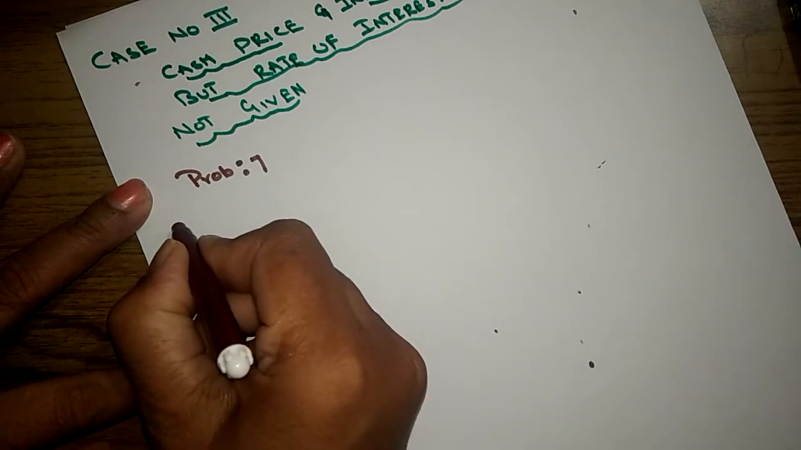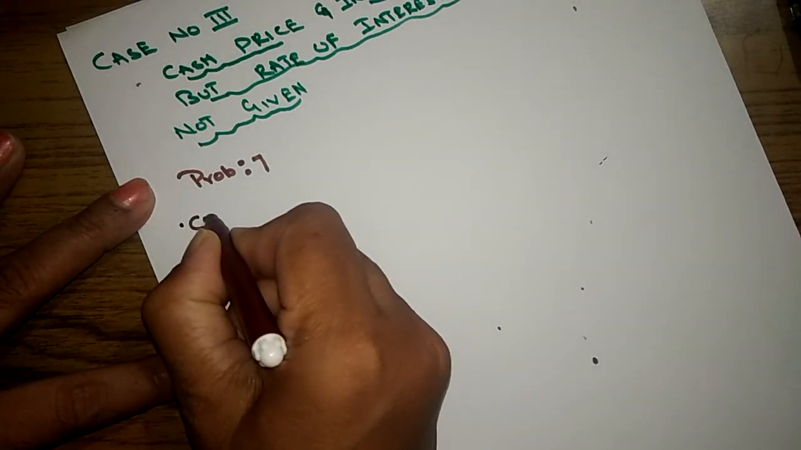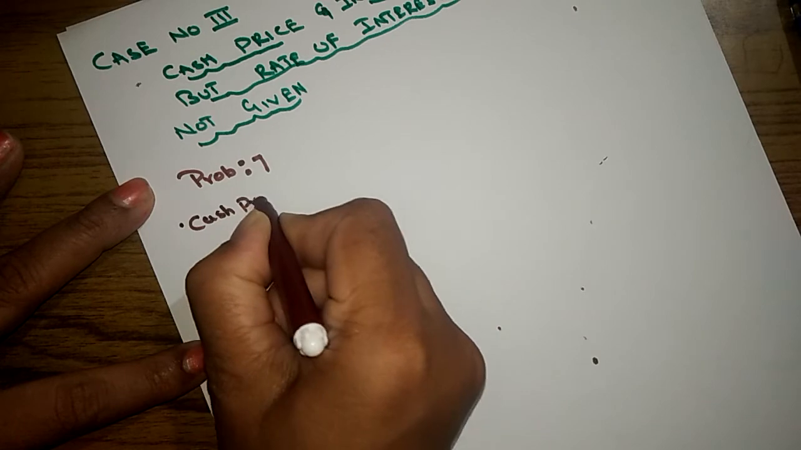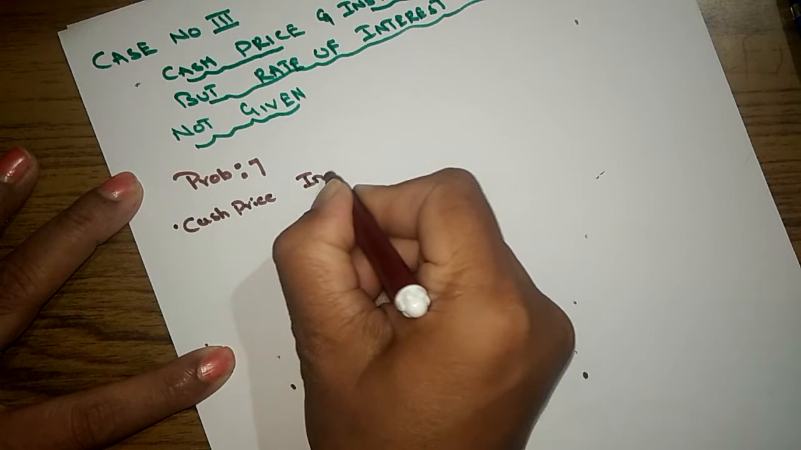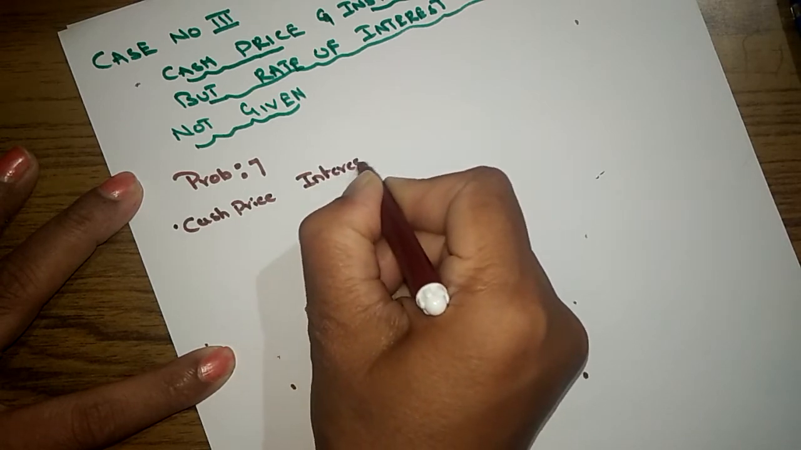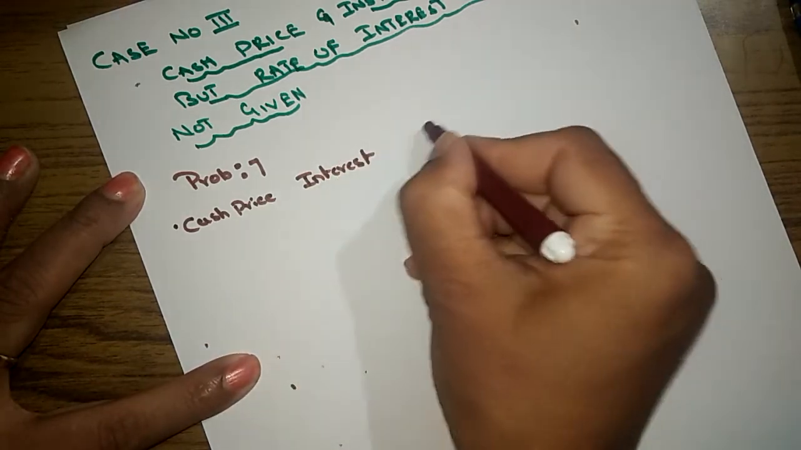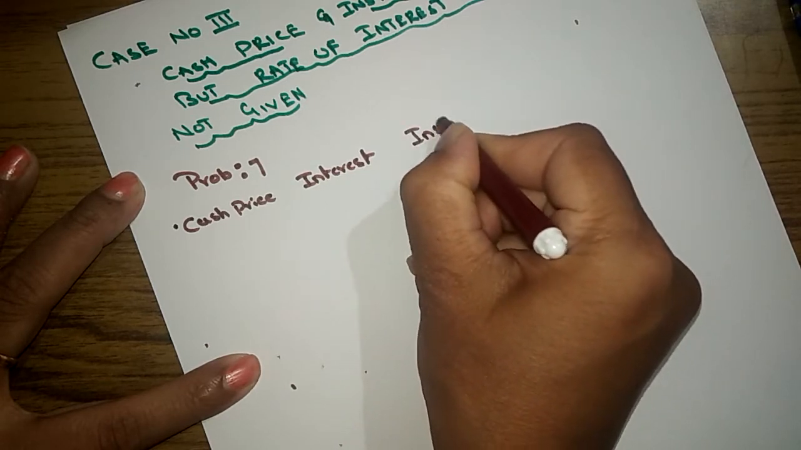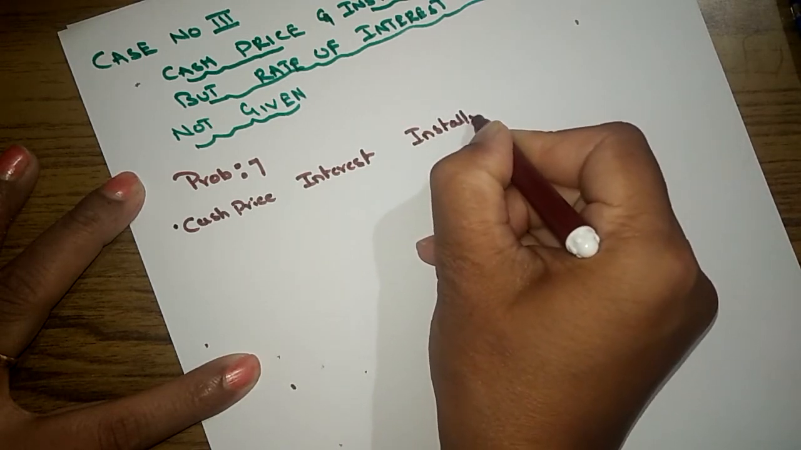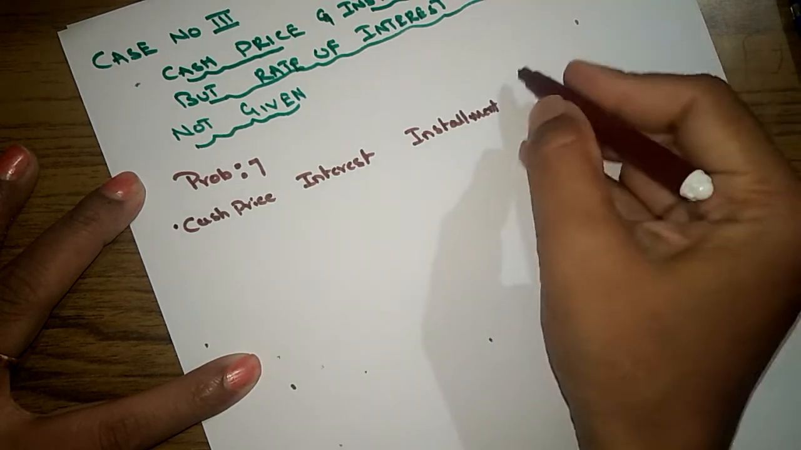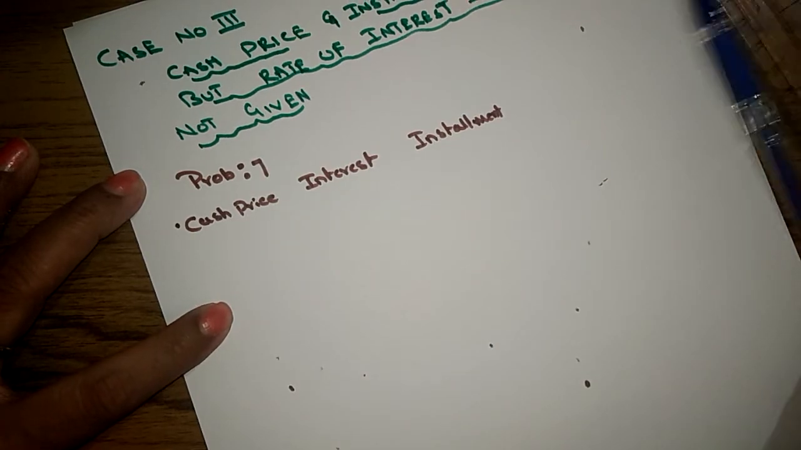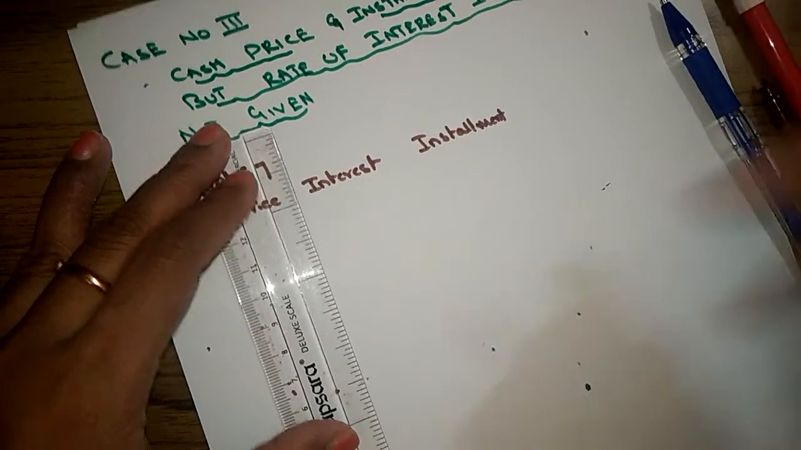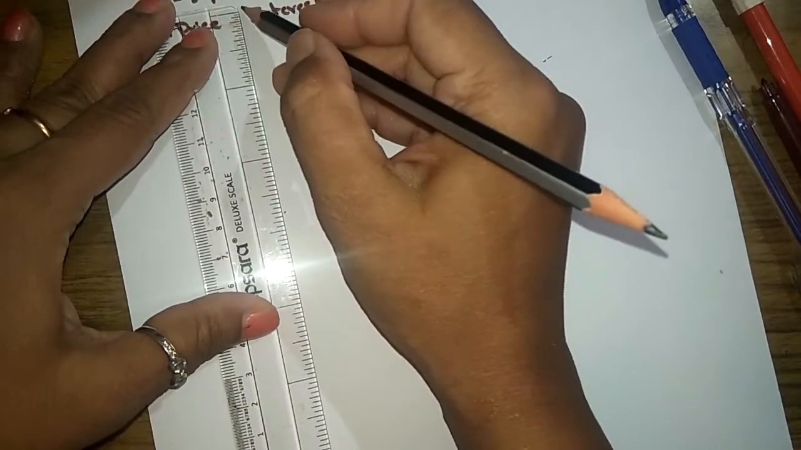Okay, so the first column is cash price, the second column is interest. Then the third column is installment. Fourth column and fifth column I'll explain to you. I just wanted to put a line.